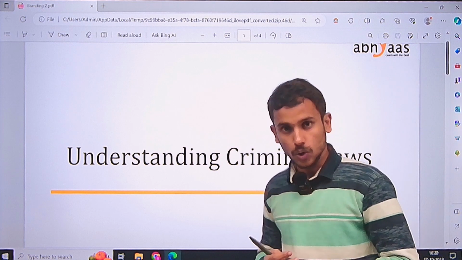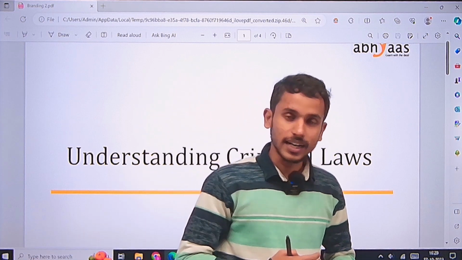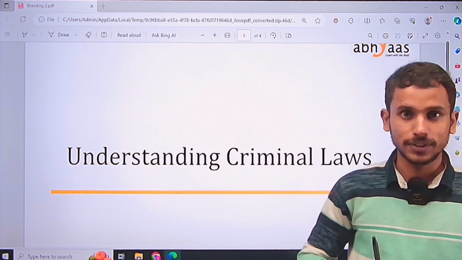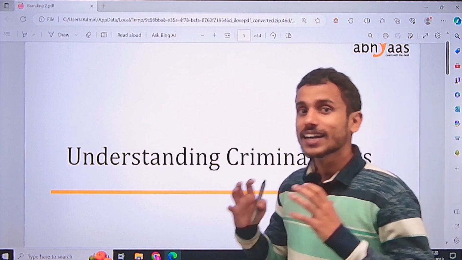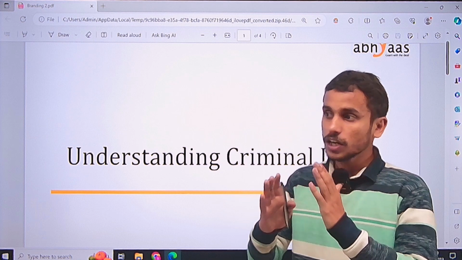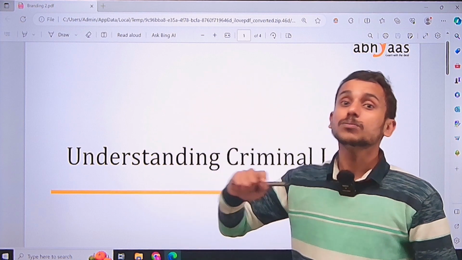Murder is a crime, we all know that. Kidnapping, abduction is a crime, we all know that. Domestic violence, right? All these are crimes. Theft is a crime. Trespass is a crime. These are some of the things that we know as crime. But crime is not confined to the Indian Penal Code, right? It is more than that.